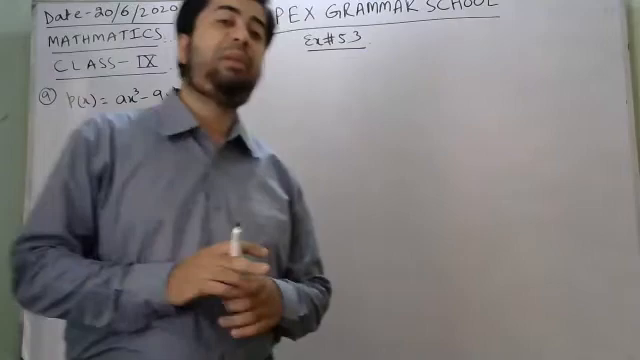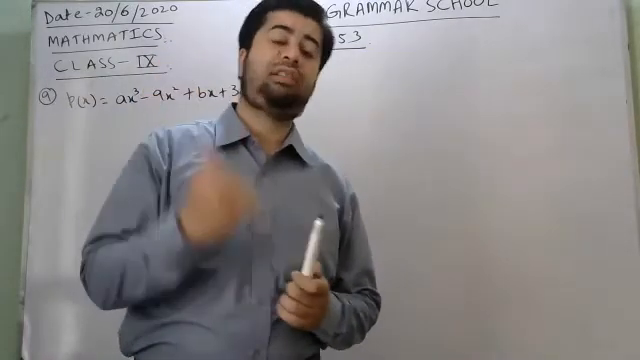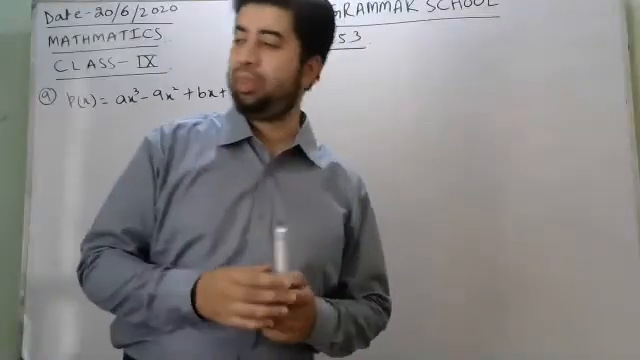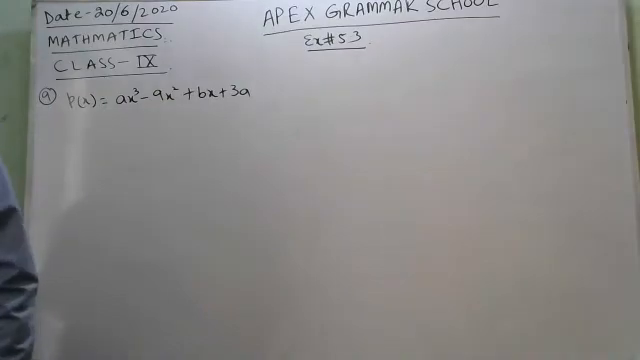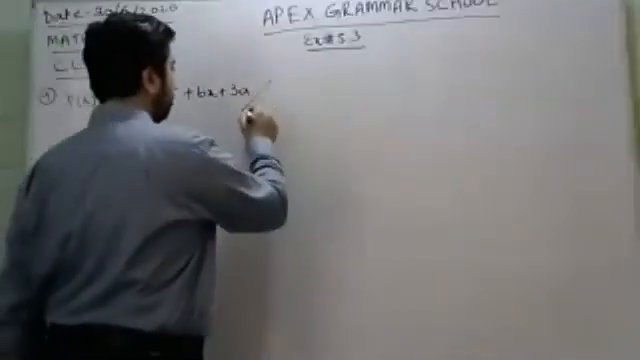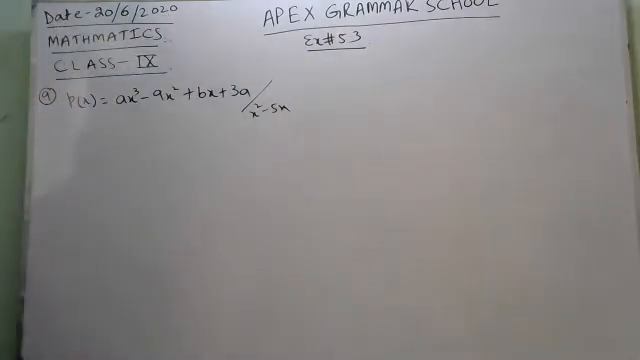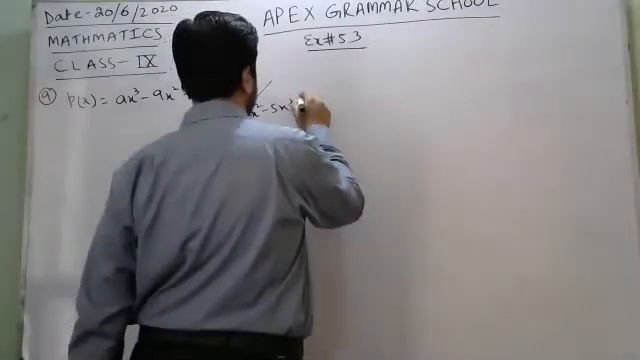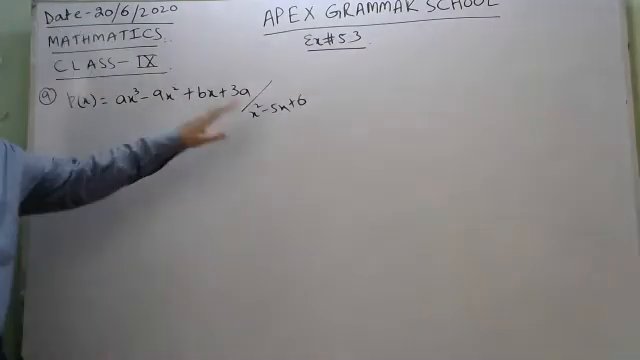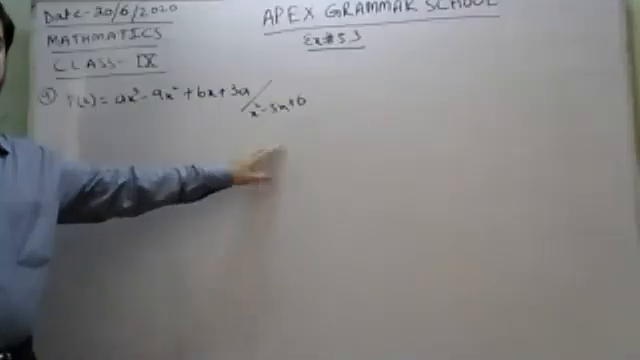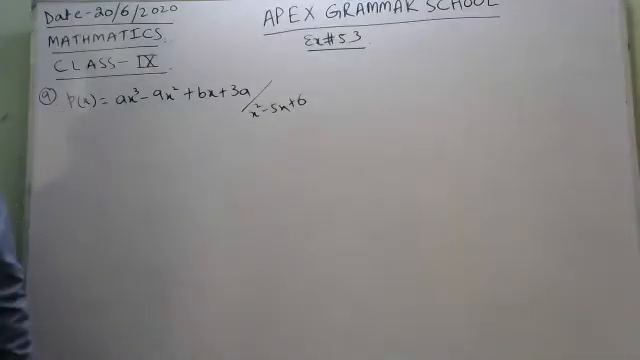Exactly divisible means totally divisible, meaning to say its remainder will be 0. Exactly divisible by x squared minus 5x plus 6. This is totally divisible by this, meaning to say its remainder will be 0. Find the values of a and b.